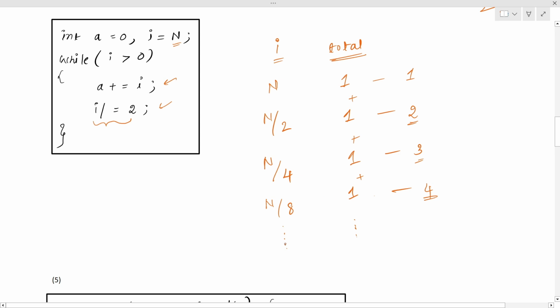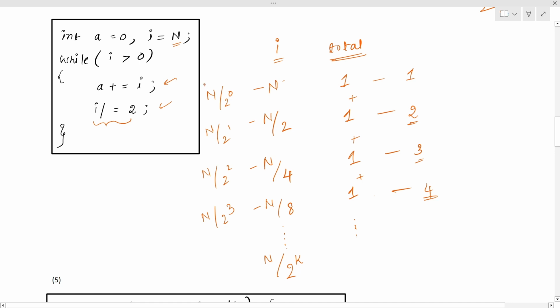So what happens to this I value? You can clearly see I is greater than 0, right? So I can be somewhere something like n by 2 power k. I can write, if I assume this k to be some random value, then it will become n by 2 power k. So what will be your total number of iterations now? Total number of iterations will be, you can clearly see here, this is n by 2 power 0. Wait, let me write it here so that it becomes easy for you. So this is something like n by 2 power 0. This is something like n by 2 power 1. This is something like n by 2 power 2, and this is something like n by 2 power 3.